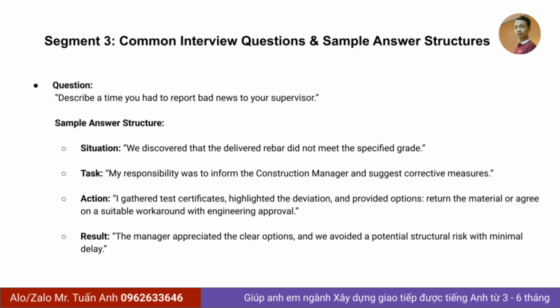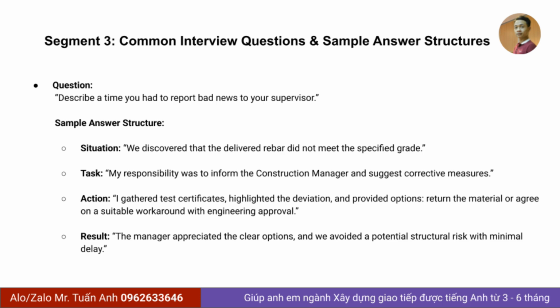Question. Describe a time you had to report bad news to your supervisor. Sample answer structure. Situation. We discovered that the delivered rebar did not meet the specified grade. Task. My responsibility was to inform the construction manager and suggest corrective measures.